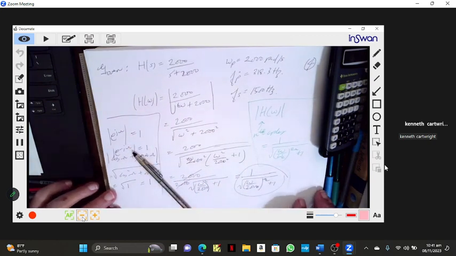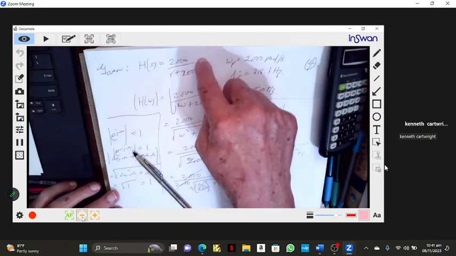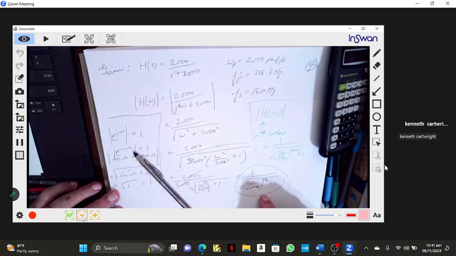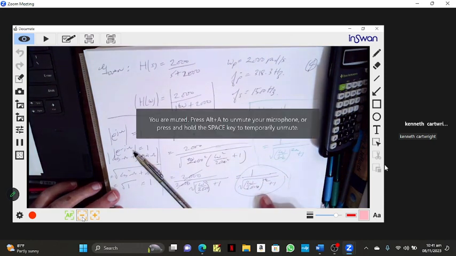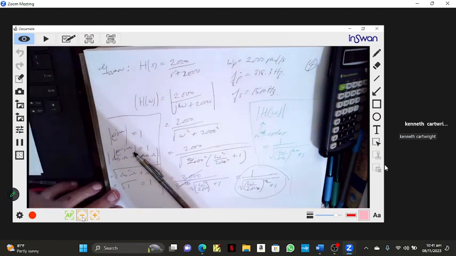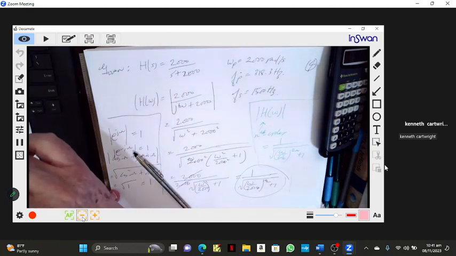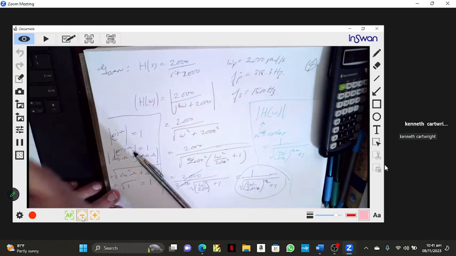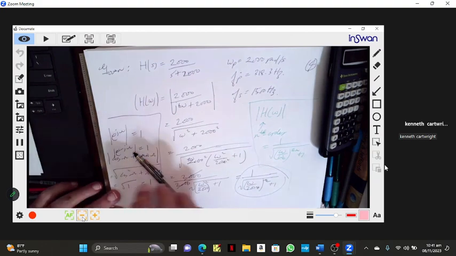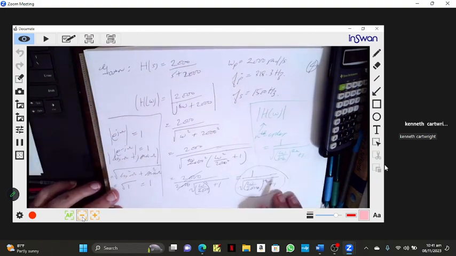Let's get back to this question. We have the analog transfer function, and we have the magnitude of that transfer function, because we're going to want to plot the analog magnitude and compare it to the magnitude of the digital filter that we derive. So I'm going to the next page.